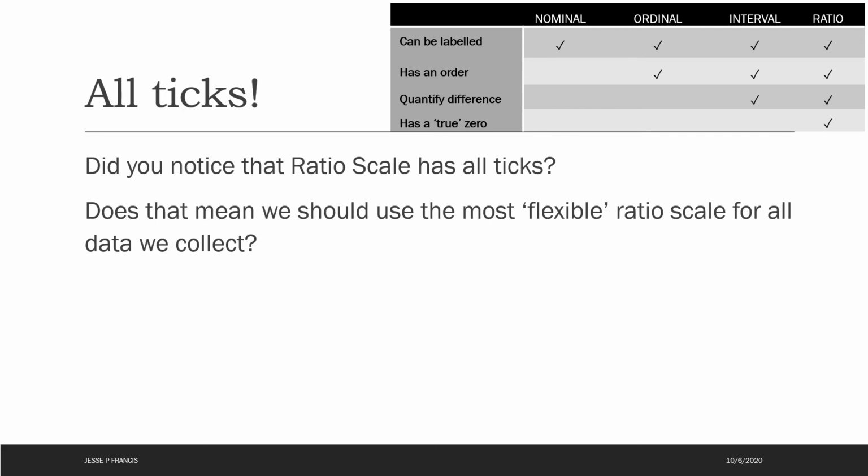With that small note, I'll conclude this video. In the next video, we'll be talking about different measures of central tendencies, in particular, mathematical measures of central tendencies.